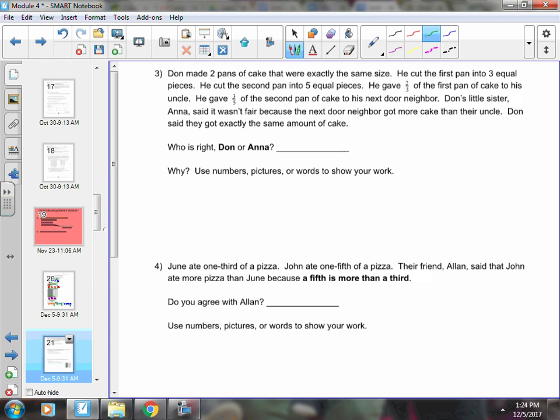That is a lot of words. Word problems often need to be read more than once. So here's the question.